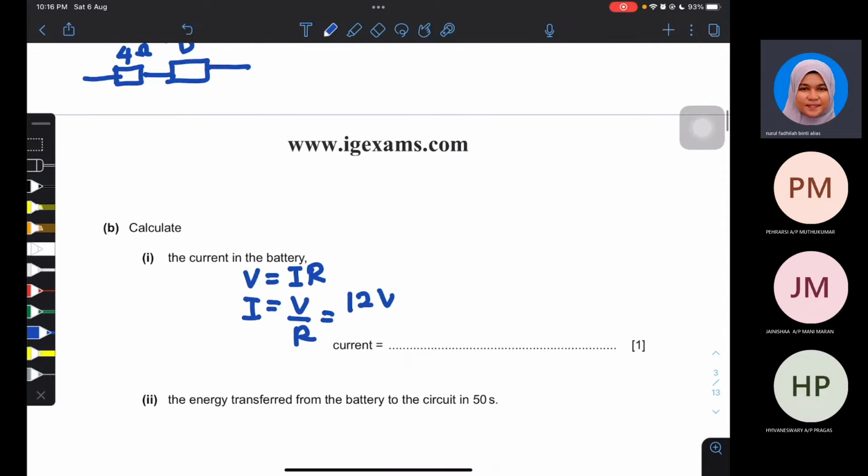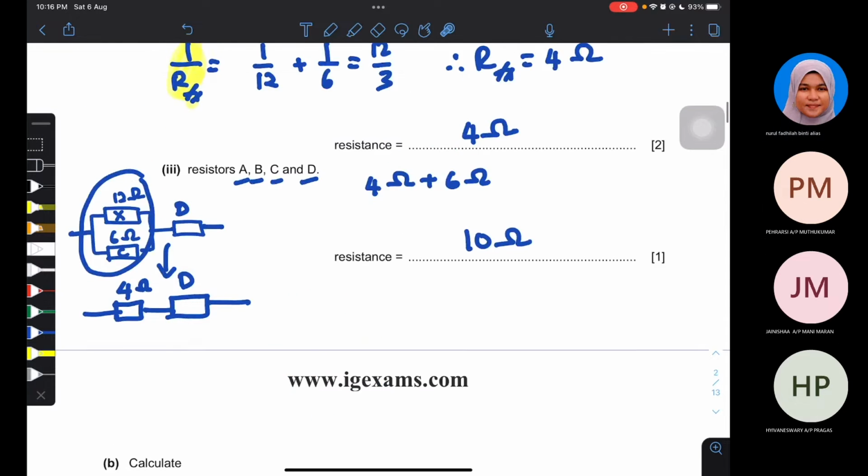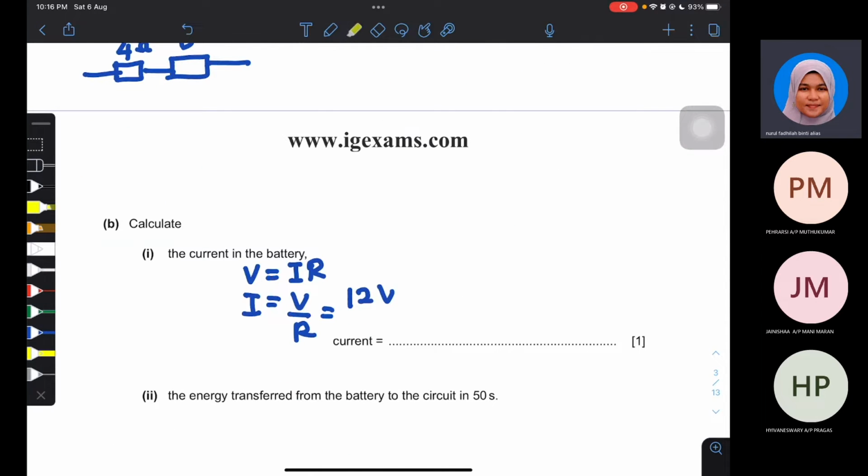And then the R. So sekarang ni for the whole circuit kan, dekat battery. Dekat battery ni for the whole circuit. So jadi kalau the whole circuit tu, berapa kita punya resistance? 10. Okay. 10. So, divide by 10. So, dapat berapa? 1.2 amps.